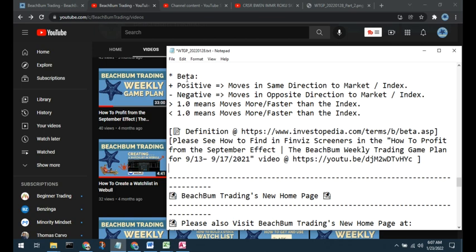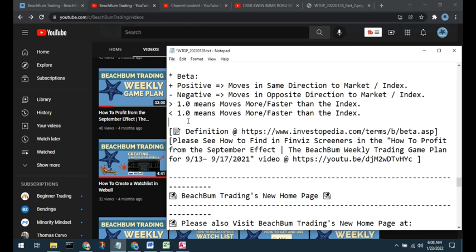So why would you want to look at beta? Well, let's just talk about how beta works. If beta is positive, then it's going to move in the same direction as its market or index. So if markets are going up, the stock goes up. Markets going down, it's going down. So again, with positive beta, it moves in the same direction as the market.